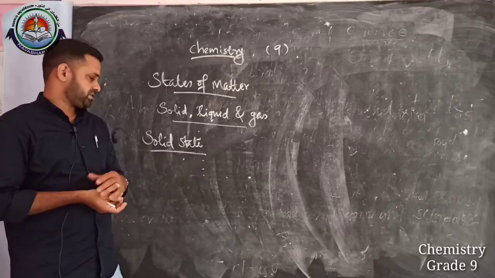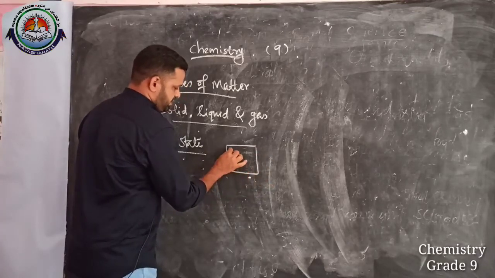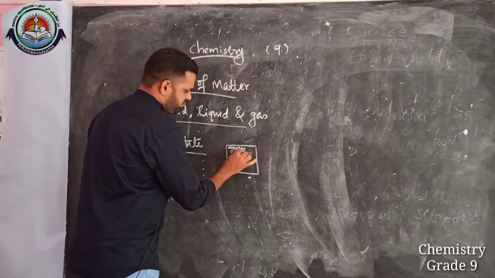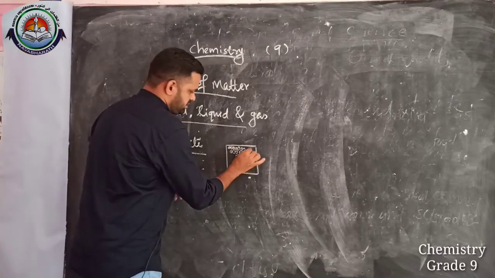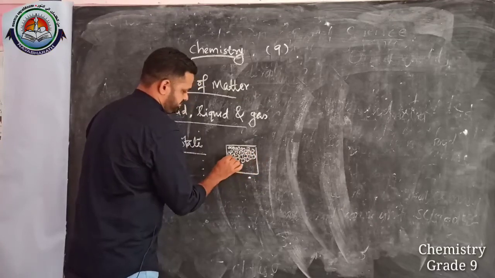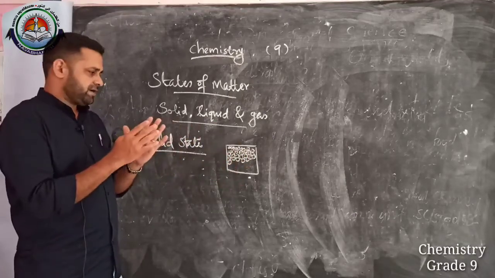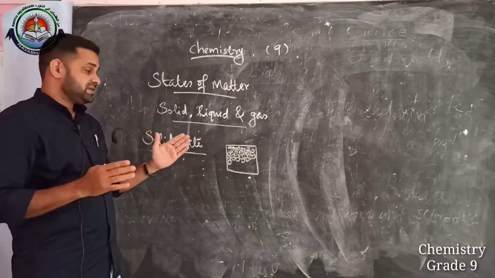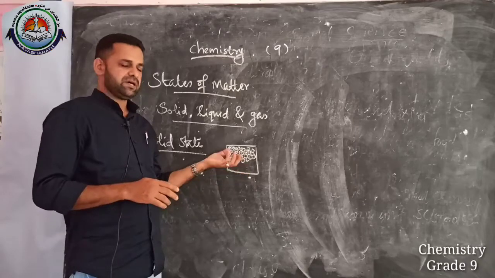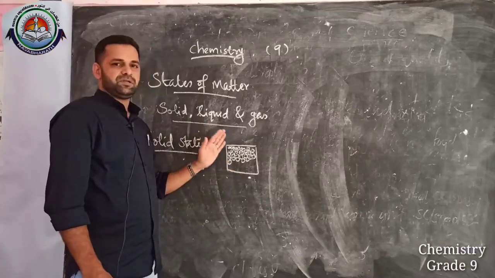Even though they are very small, how are they arranged inside these different states of matter? In the solid state, if you take a solid, inside this the particles are very closely packed. If these are the particles, they are very tightly or closely packed, so they hardly have any intermolecular space, or it is negligible in the case of solid.